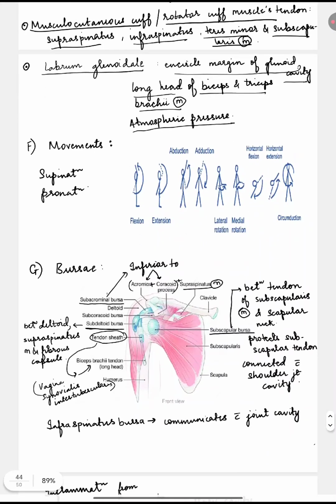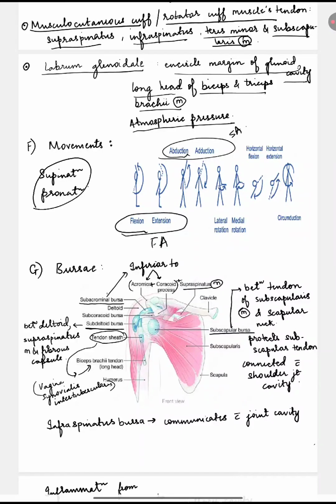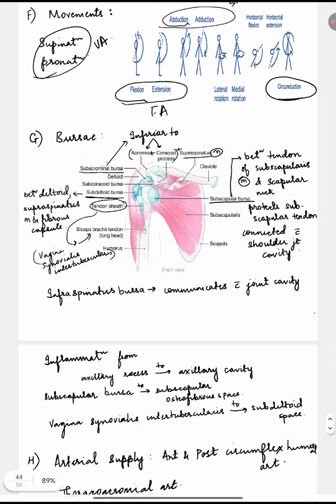What are the movements? Movements are flexion and extension around the frontal axis, abduction and adduction around the sagittal axis, supination and pronation around the vertical axis, and circumduction. Now next is bursa. There are different kinds of bursa. First is the subscapularis.